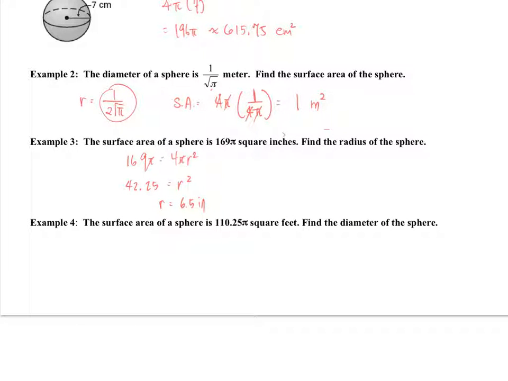Example 4. The surface area of a sphere is 110.25 pi square feet. Find the diameter of the sphere. So 110.25 pi equals 4 pi r squared. First find the radius, and this 110.25 divided by 4 is 27.5625, which equals r squared, and r would be 5.25, and the diameter would be this 5.25 doubled, so that would be 10.5 feet.